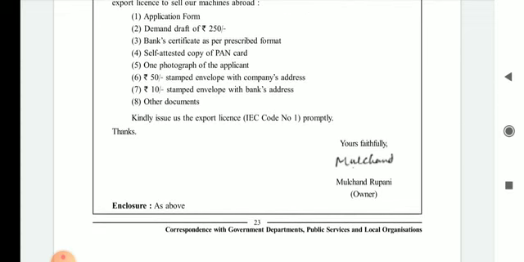Self-attested copy of PAN card. They also want a copy of PAN card, even if it is self-attested. One photograph of the applicant. The applicant who wants to apply, who wants to get the export license, who is the owner of the business unit. At that time they want the photographs, means the government department wants the photographs for the same, and in the export license the photo of that particular person is attested.